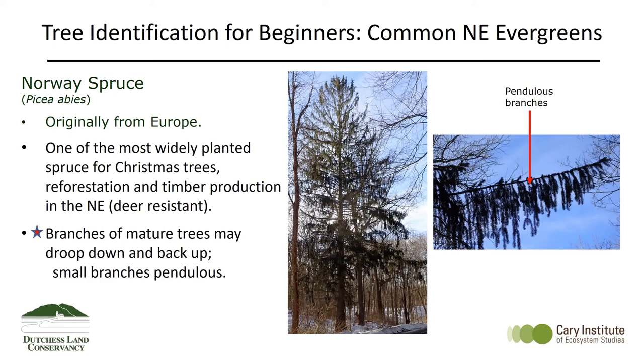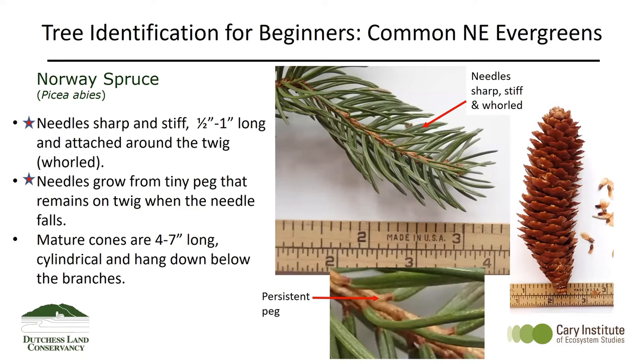Up close, like most spruces, Norway spruce has sharp, stiff needles that surround all the way around the twig. Botanists give that term of needles going all the way around the twig as the needles being whorled around the twig. And again, the needles in this case grow from a tiny peg that remains on the twig when the needle falls off. So if you see a dead branch on a Norway spruce, you see it has all these little tiny pegs still on it. And that can be an easy characteristic to tell the species.